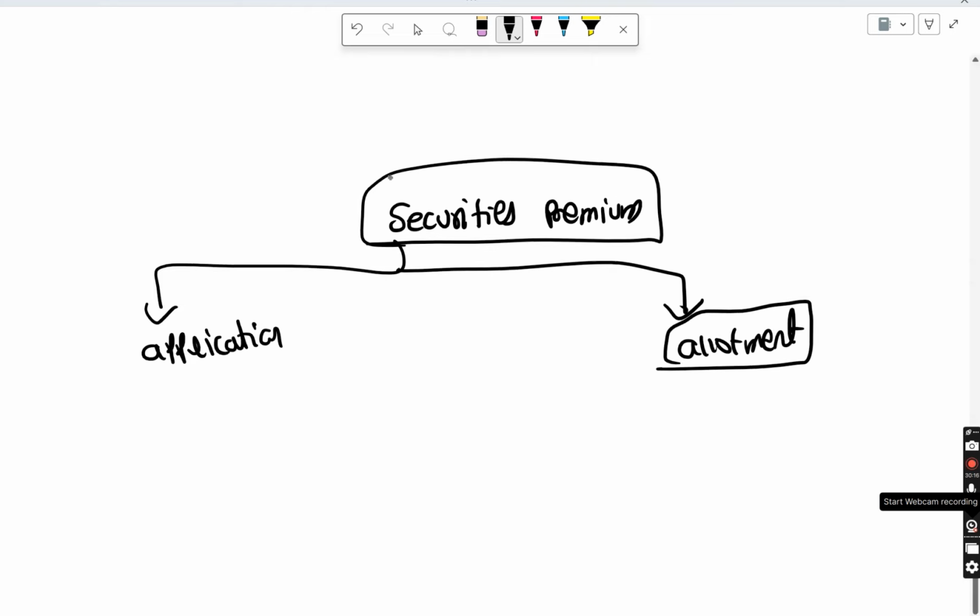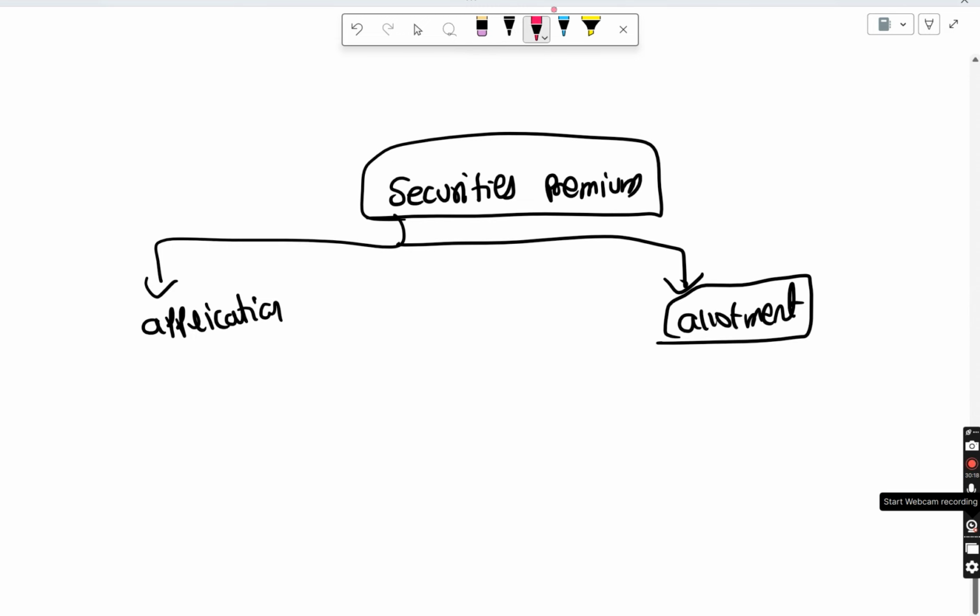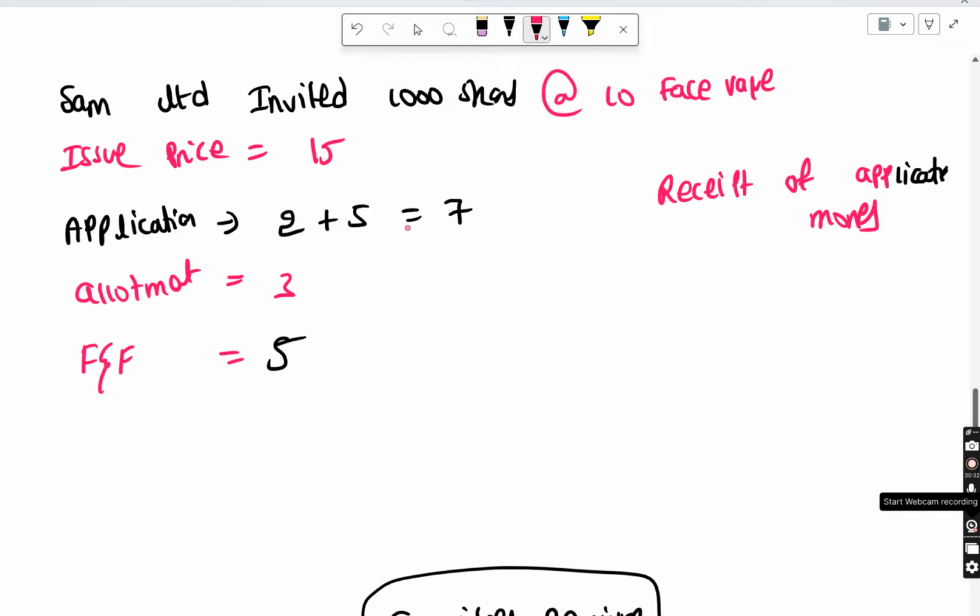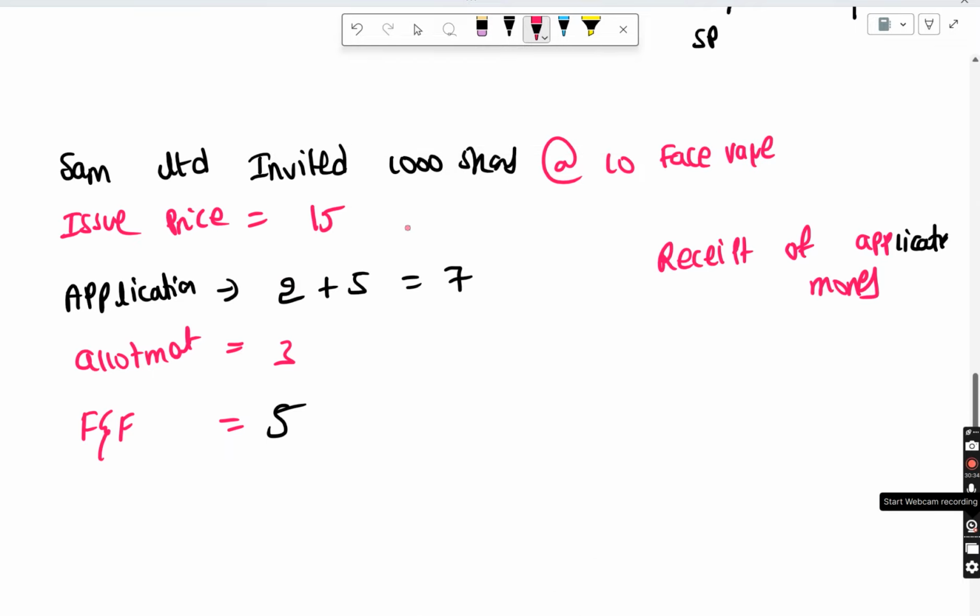Okay, so first everybody remember the basic entries and then learn the basic entries. If you haven't, let's discuss that one more time, in case you did not. Now application. If you are collecting that extra money, in this question face value is 10 rupees and issue price is 15, so 5 rupees is the premium. This premium I'm collecting in the stage of application itself.